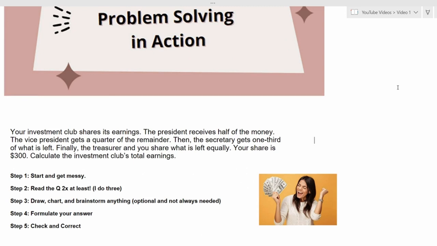We want to read the question at least twice, if not 3 times over. I tend to do 3 times. So let's start reading together. Your investment club shares its earnings. The president receives half of the money. The vice president gets a quarter of the remainder. So when I read that, I interpret it as the remainder of whatever is left after the president has taken his portion or her portion. Then the secretary gets 1/3 of what is left. Finally, the treasurer and you share what is left equally. Your share is $300. Calculate the investment club's total earnings.